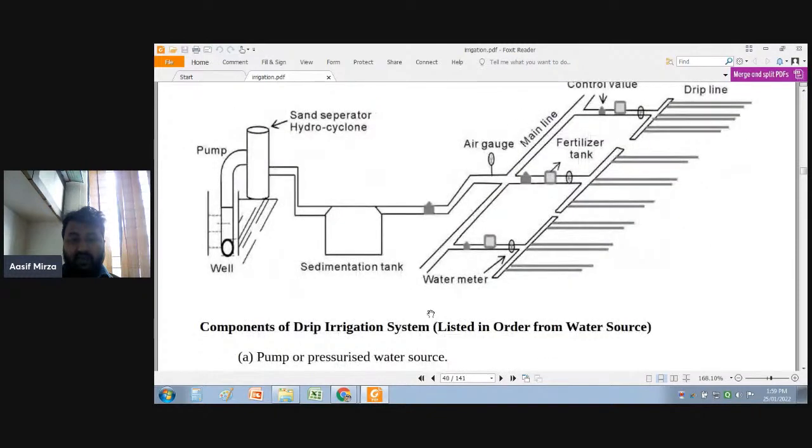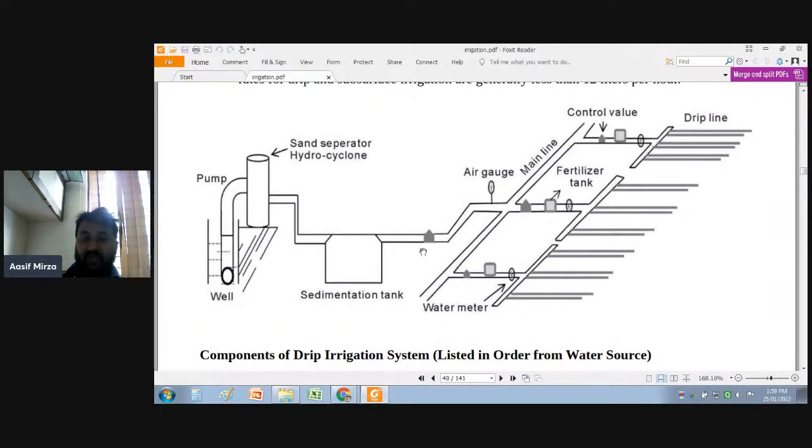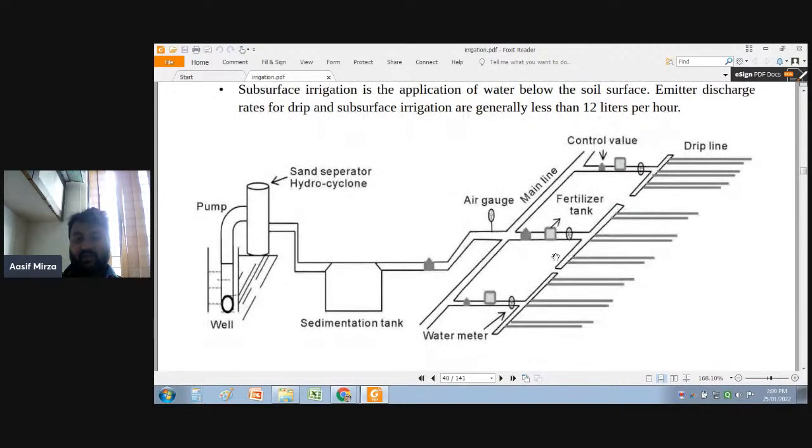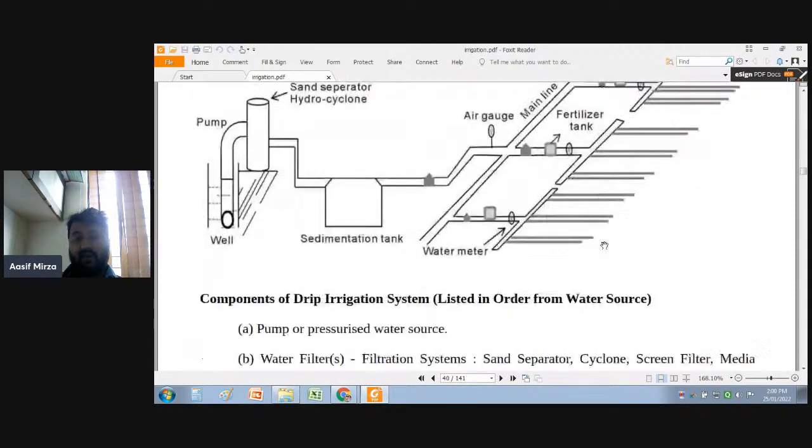Now, this is the arrangement for drip irrigation, and these are the components shown here, which are also listed here. You can see here this is the sand separator hydrocyclone. This is a sedimentation tank. The air gauge is provided. The water is provided through the drip line through these main lines. This is the fertilizer line and this is the irrigated area.